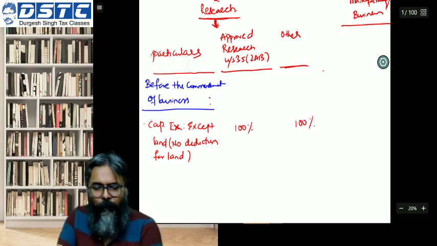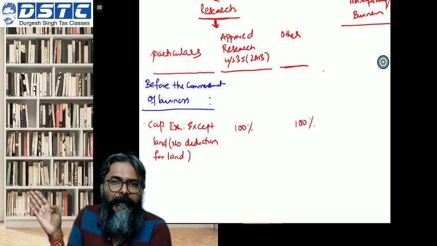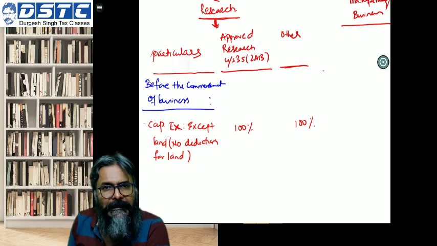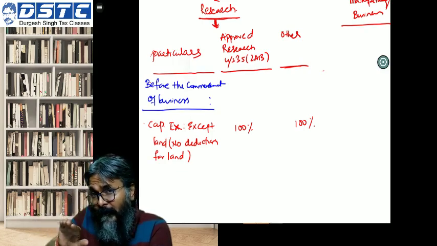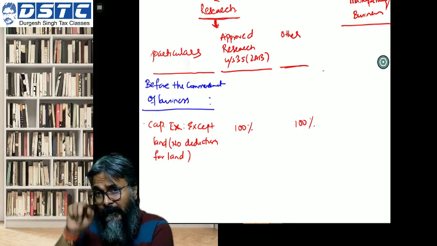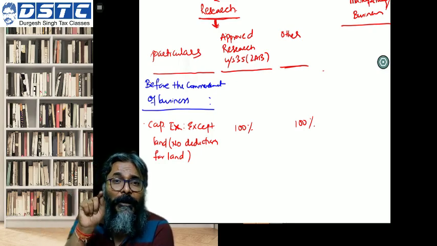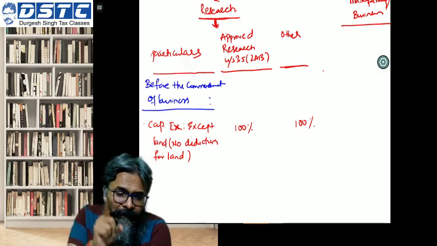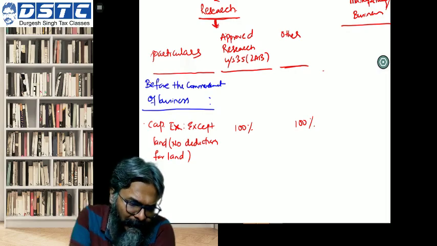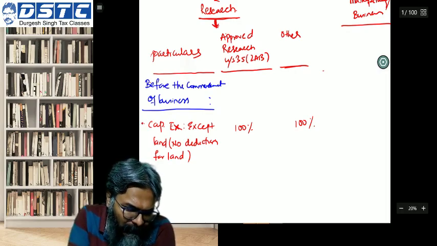100%, students. You will say, sir, but it is 35(2)(ab). In 35(2)(ab) also 100%. So students, be careful. If it is before the commencement of business, then it is always 100%. Keep that in mind. Okay. The second one, students, here.